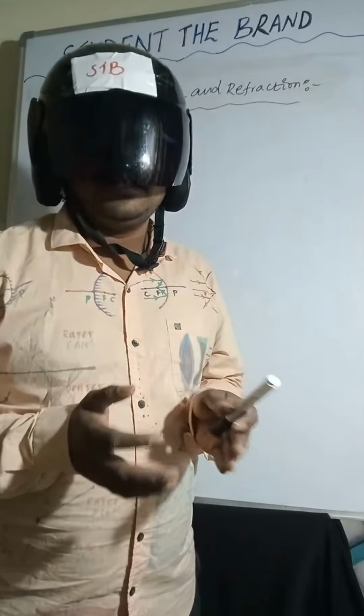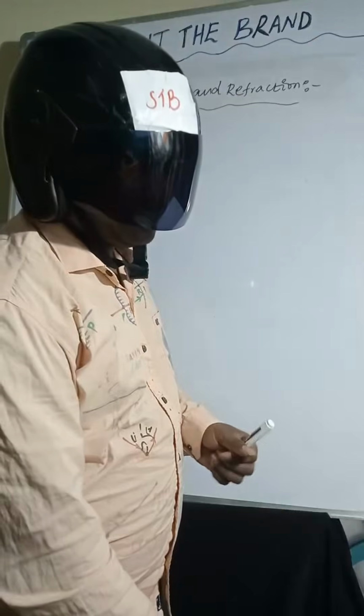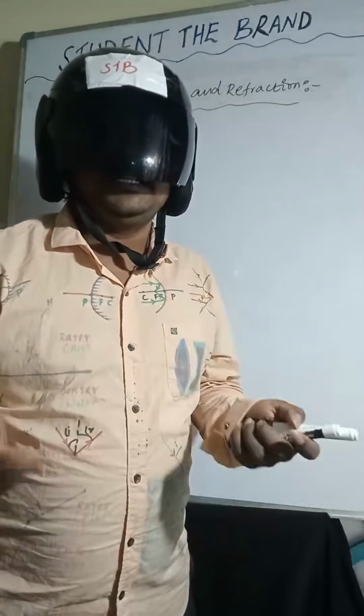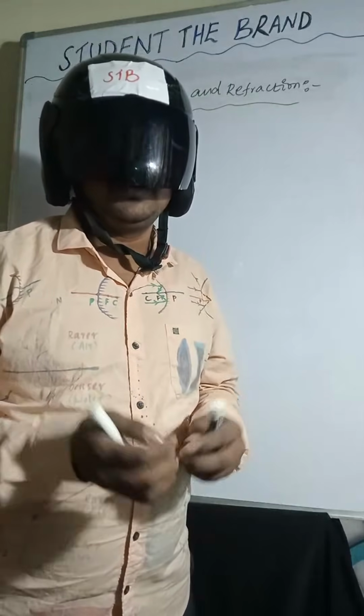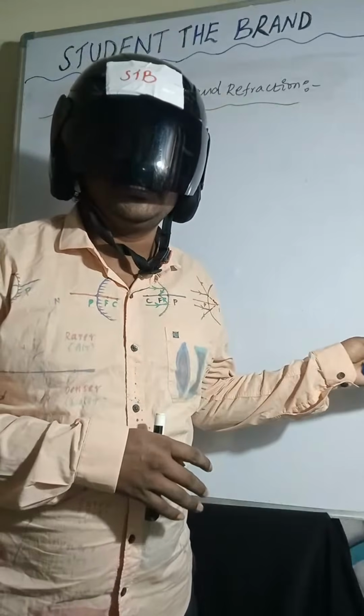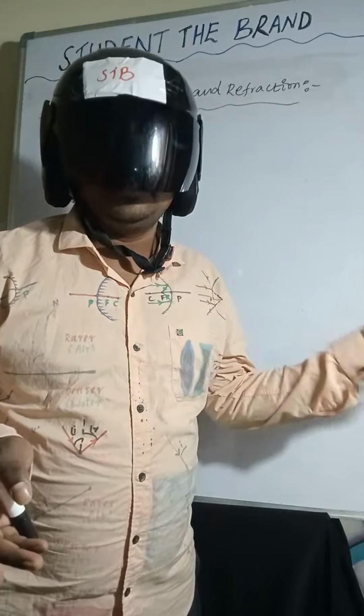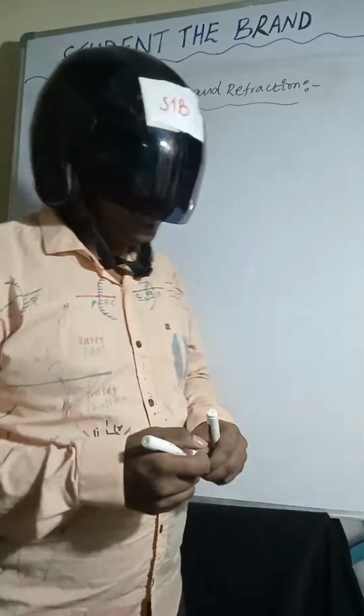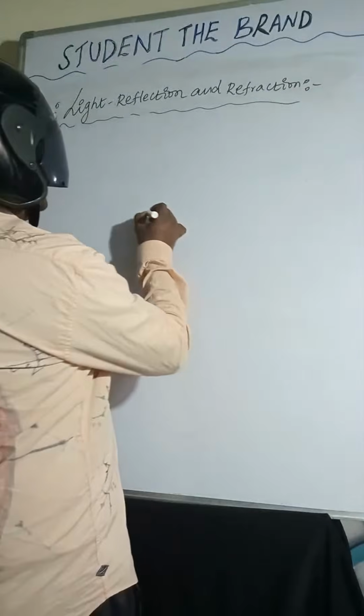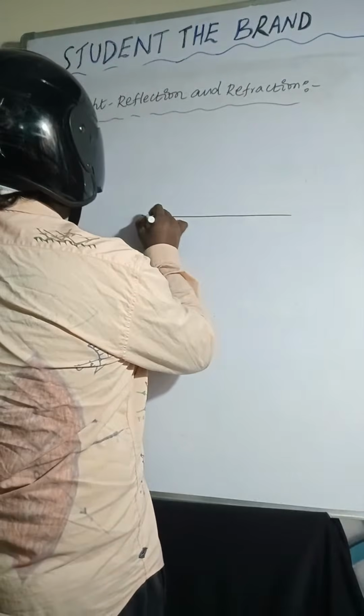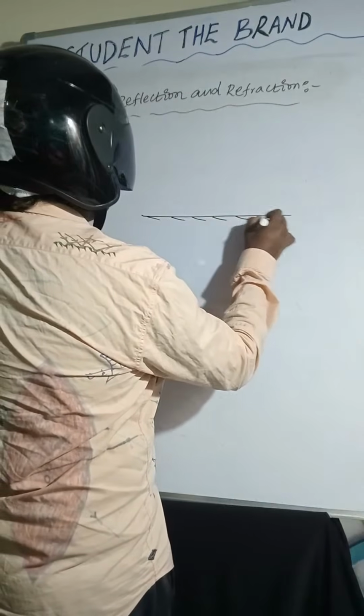Regular reflection takes place on a smooth surface, whereas irregular reflection takes place on a rough surface. Okay, so I'm taking the plane surface.